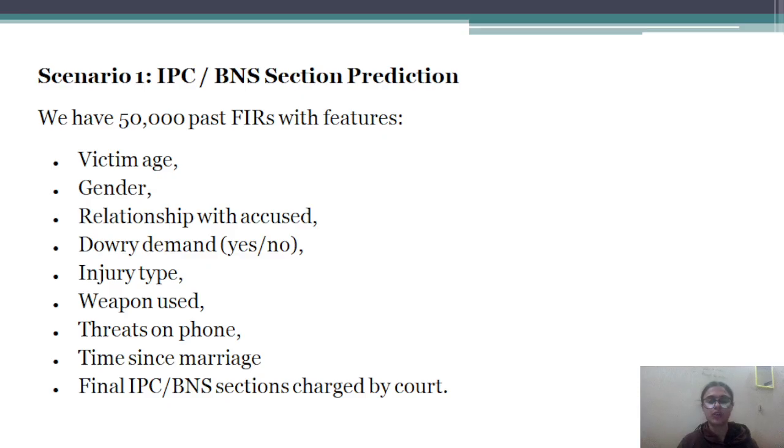All these details are called features, and the final IPC or BNS section charged by the court is the target output. The aim of this scenario is to use past crime data to predict which IPC or BNS section is most likely to be applied in a new case. This is a perfect example of a real world problem of how machine learning can help the legal and crime analysis system.